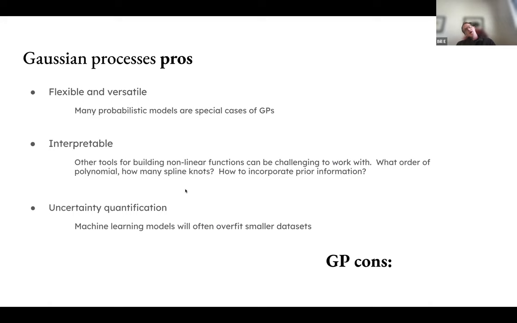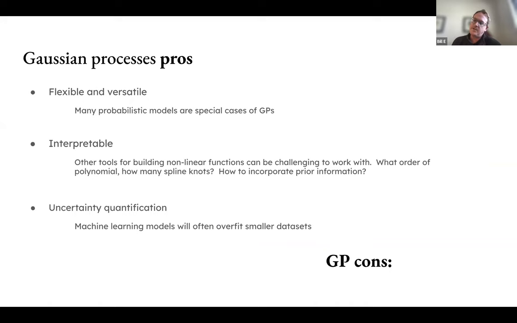So, they're pros. GPs are flexible and versatile. A lot of models are special cases of GPs already. You've probably fit GPs all the time and not known it. Regular linear models are special cases of GPs, as are autoregressive models, some types of neural nets, and lots of different stuff. It's also easy to construct different kernels and use those to make new, unique GP models too. Another nice thing about them is that they're a lot more interpretable.